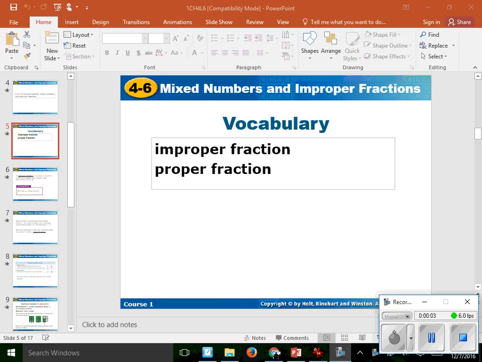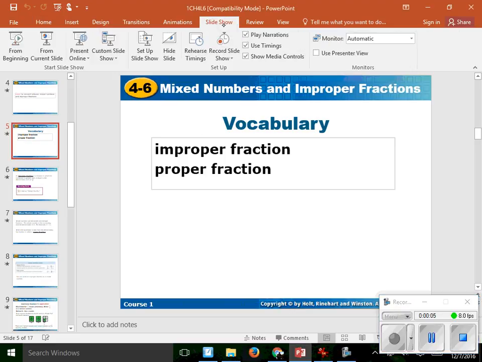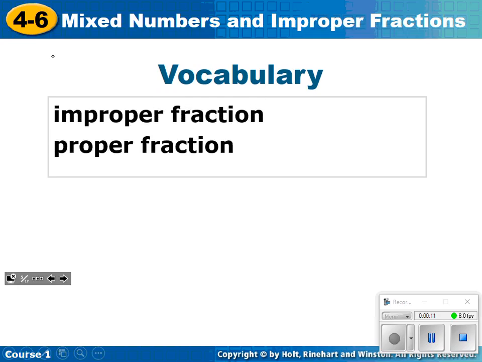Proper fractions, improper fractions. Can anyone tell me what a proper fraction is? What's a proper fraction, Xander? The numerator. Okay. When the numerator has a smaller value than the denominator, like 3/4. The numerator, meaning the number on top, has less of a value than the number on the bottom, which is the denominator. That's a proper fraction.